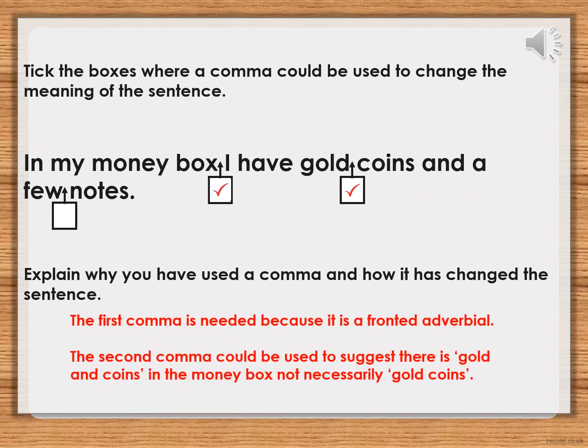We can use a comma after "in my money box" and after "gold" to separate gold and coins. The first comma is needed because it is a fronted adverbial. In my money box is a fronted adverbial. The second comma could be used to suggest there is gold and coins in the box, not necessarily gold coins.